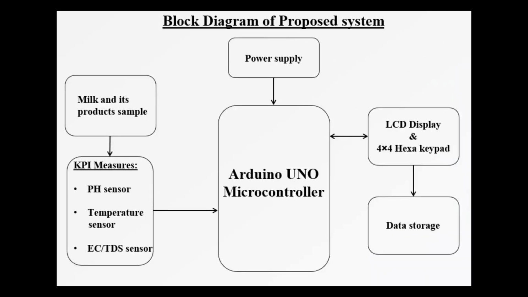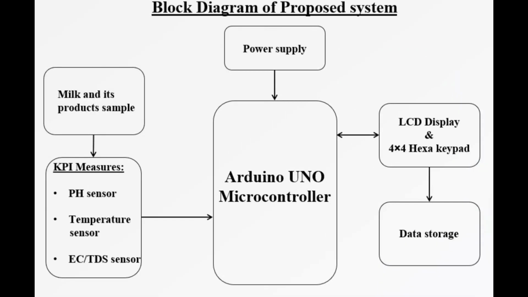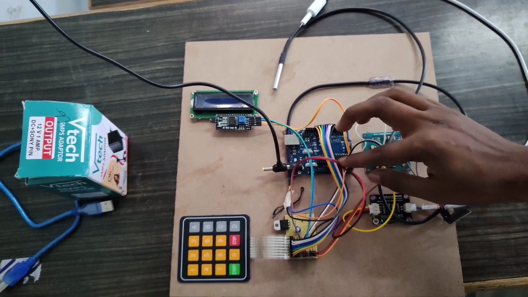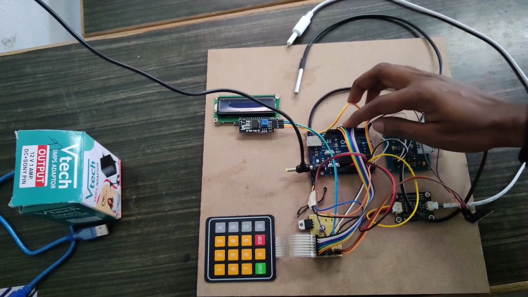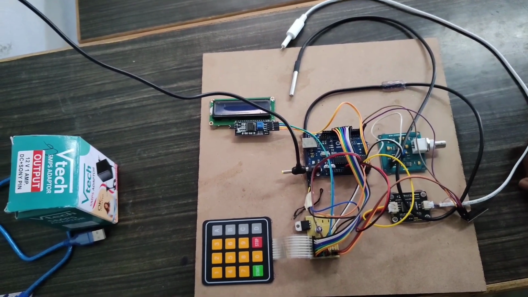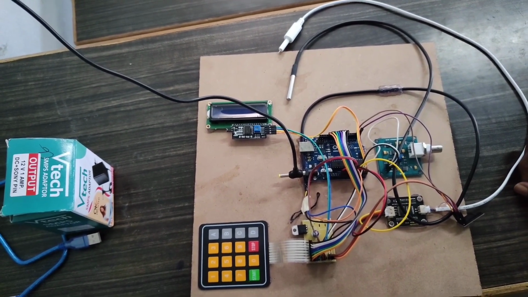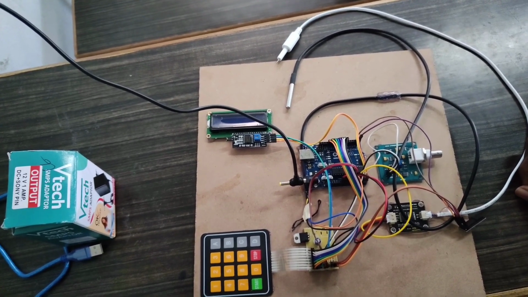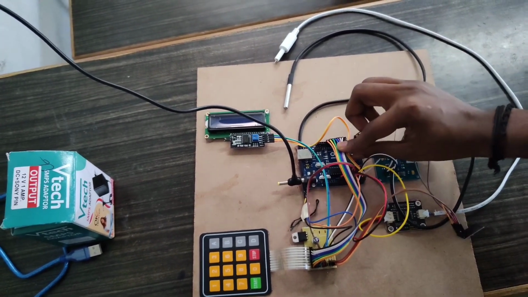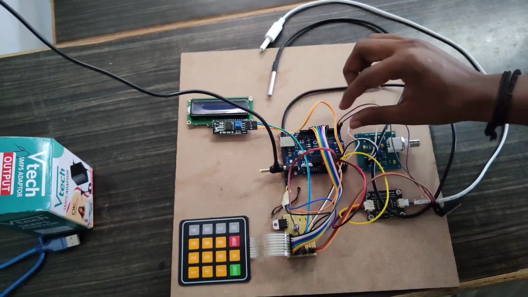This is our project block diagram. This is the Arduino Uno, which is an open source microcontroller board based on the Microchip ATmega328P. The board is equipped with a set of digital and analog input and output pins that may be interfaced to various expansion boards and other circuits.